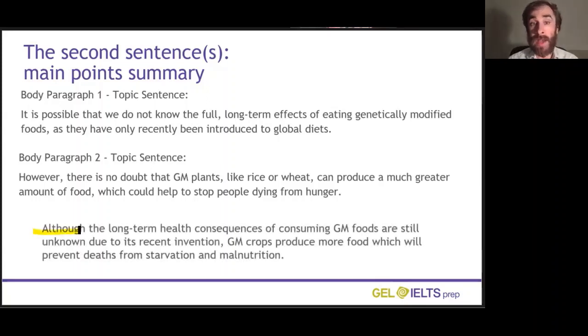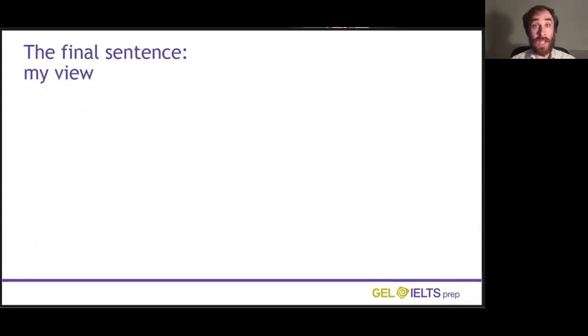Although the long-term health consequences of consuming GM foods are still unknown due to its recent invention, GM crops produce more food which will prevent deaths from starvation and malnutrition. I could also put "however" between the sentences, or even "despite the fact that" at the beginning or between the 2 sentences. Now let's think about that final sentence.